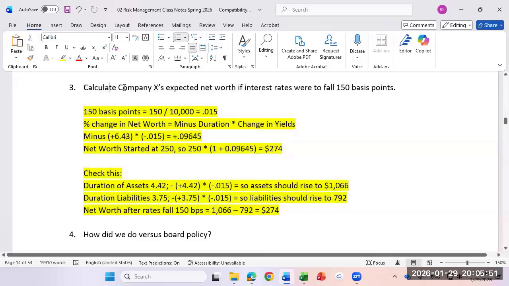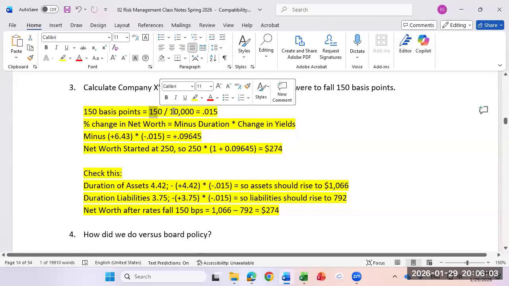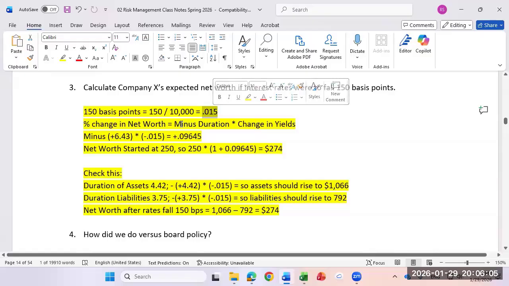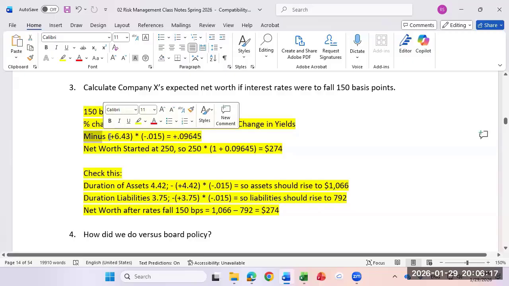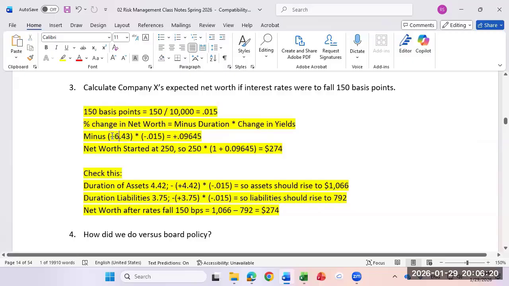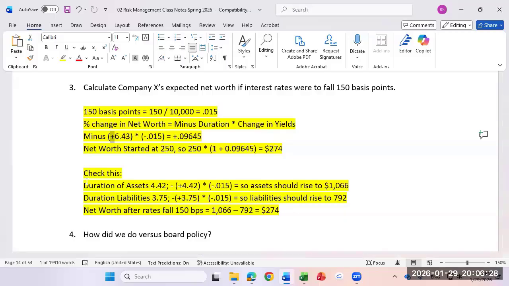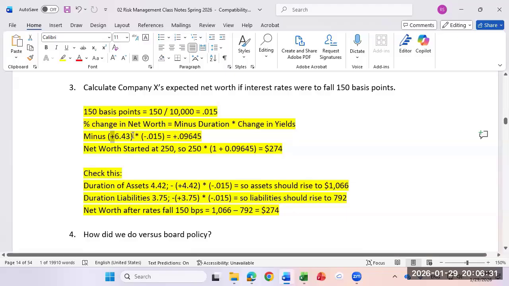And I ask, how would the company's net worth change if interest rates were to fall 150 basis points? All right, so 150 basis points is 150 divided by 10,000, or 0.015, 1.5%. Remember, the change in net worth is going to be minus duration times the change in yields. Here, minus duration, the duration of their net worth is 6.43. You notice I put a plus sign there. So it's minus duration. Duration of net worth can be negative. Here it's positive, and I make it really clear that duration of net worth is a positive number.